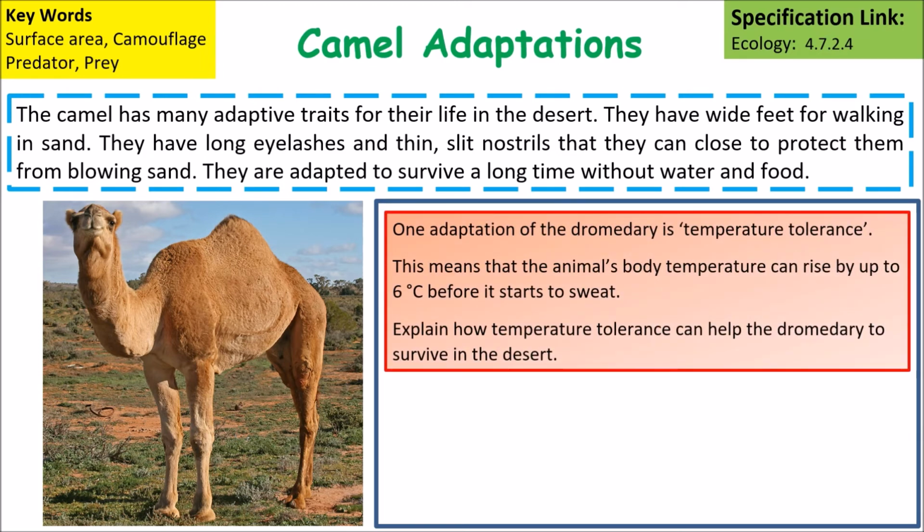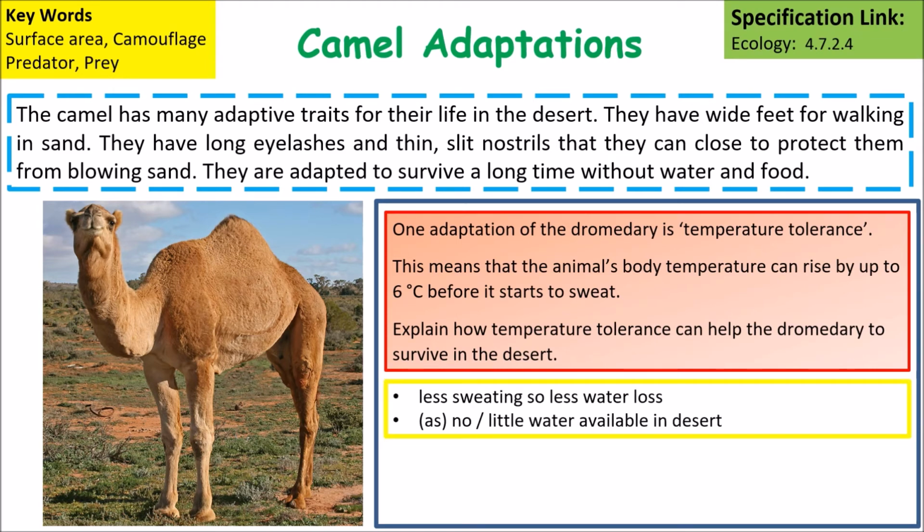So one adaptation of a type of camel is its temperature tolerance. So this means that the animal's body temperature can rise up to 6 degrees before it starts to sweat. So explain how temperature tolerance can help it to survive in the desert. Some of the key things that you need to be talking about is it sweats less so it loses less water because there is little water available in the desert.